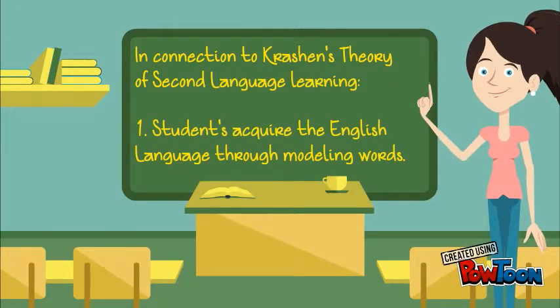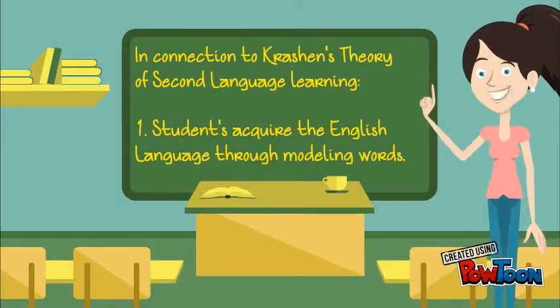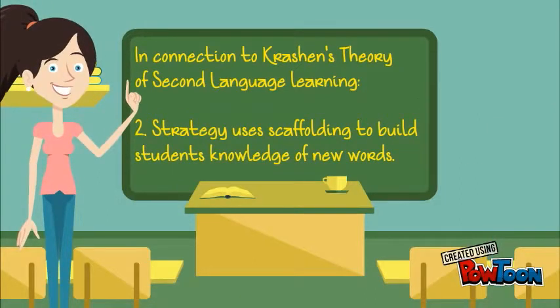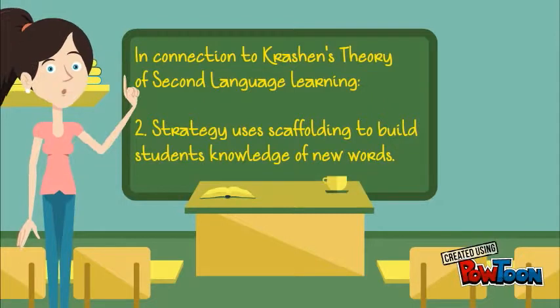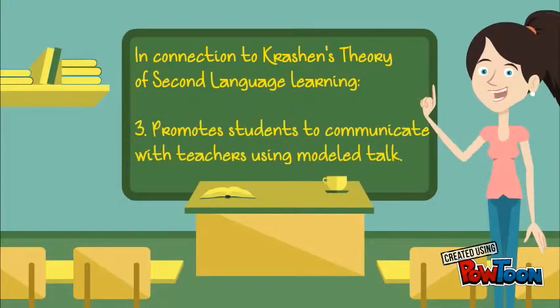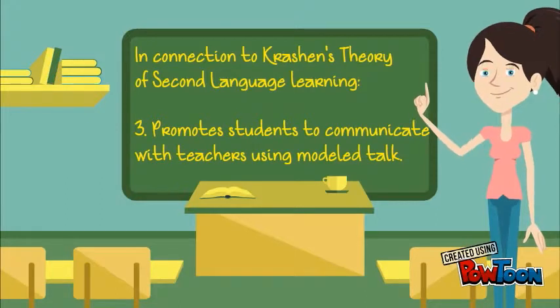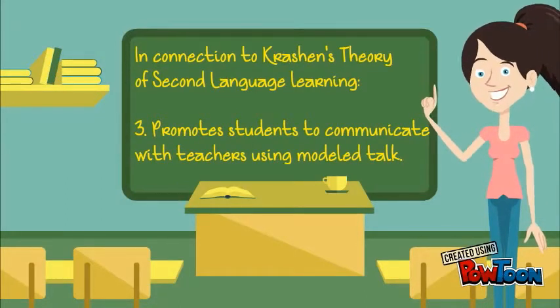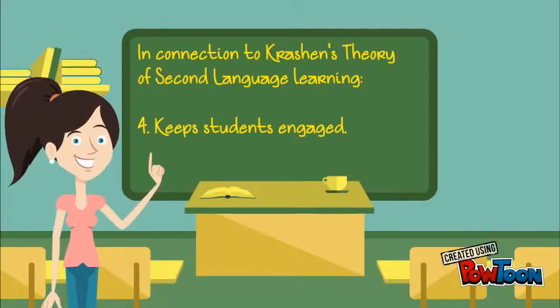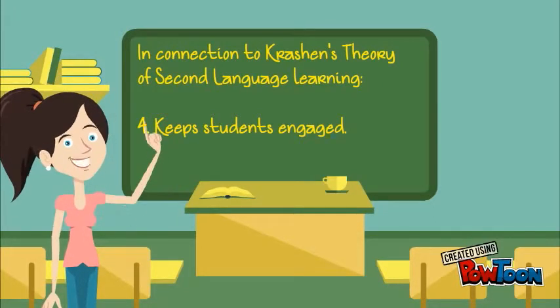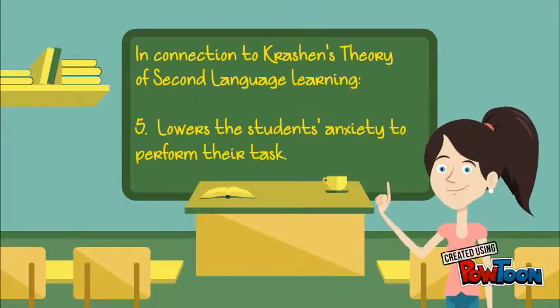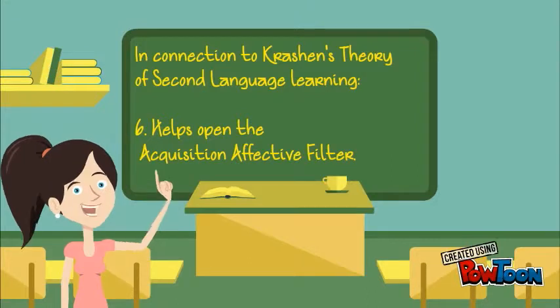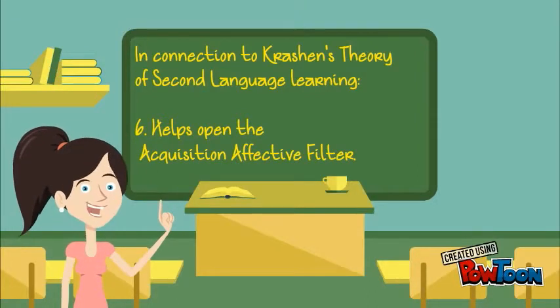In connection to Krashen's theory of second language learning, students acquire the English language through modeling words. This strategy uses scaffolding to build students' knowledge of new words. It prompts the students to communicate with teachers using Model Talk. Keeps the students engaged. Lowers the students' anxiety to perform their task. And helps lower the affective filter.